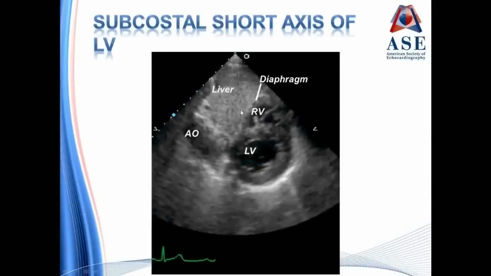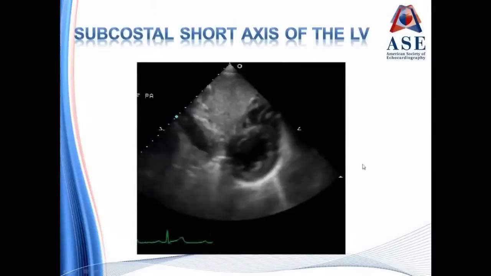A short axis of the left ventricle can also be obtained from the subcostal view just by rotating the transducer 90 degrees from the four-chamber view. Again, here we see the liver and the right ventricle. This bright line is the diaphragm, and here's the left ventricular cavity. It's important to remember that this view of the left ventricle is basically upside down from what you're used to. So this is the septum, but this is the anterior wall, the lateral wall, the infralateral wall, and the inferior wall.